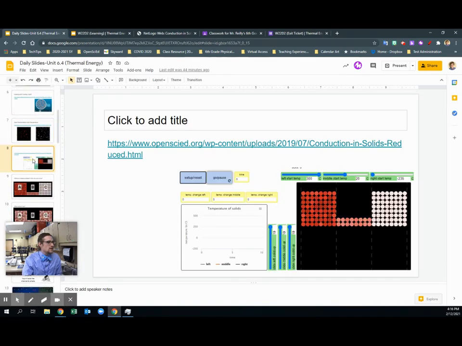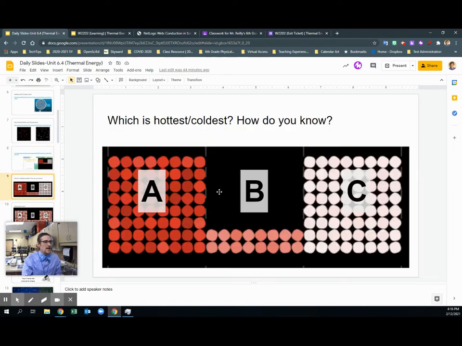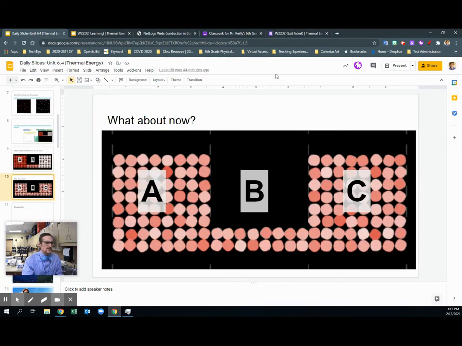So let's take a look at this simulation, just to make sure we have that idea in mind. Again, A, B, or C. Which one of these is the hottest? And how do we know? Of course, we saw those particles that were red were moving very fast, and that fast speed means it's also very hot. If something is moving fast, it is also a warmer object. So A is going to be our hottest, and since C was moving pretty slowly, we know that's going to be very cold.